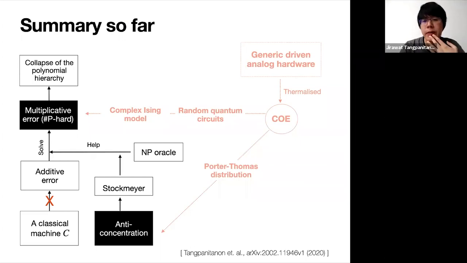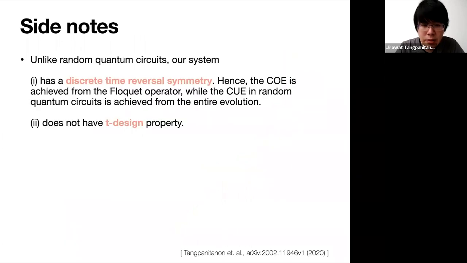Okay, let's go. Just to summarize, we use the fact that generic driven analog quantum systems thermalize and can be described by COE, and from COE we use standard tools to prove all the complexities. Now, just a side note for experts: compared to the original random quantum circuits, our system is actually quite different. Firstly, we have a discrete time reversal symmetry because it's a periodically driven system, which means our COE is achieved from the Floquet operator, which is the evolution of only one driving period. Whereas the CUE in random quantum circuits is achieved from the entire evolution.